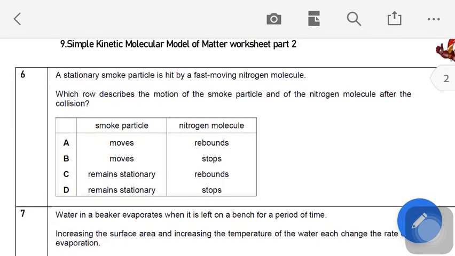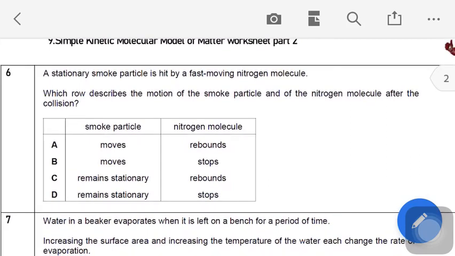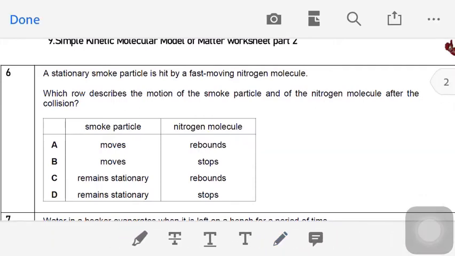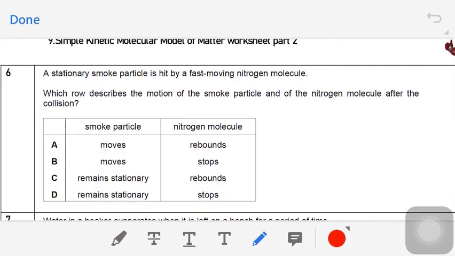In question number 6, a stationary smoke particle. Pause the video and read the question if you haven't. So we know that the smoke particles will move. That's why the zigzag movement is created in the Brownian motion. Obviously it's a collision, so there is a zigzag movement of the smoke particle. At the same time, what will happen to the nitrogen molecules if two things collide? Most probably they will rebound, right?